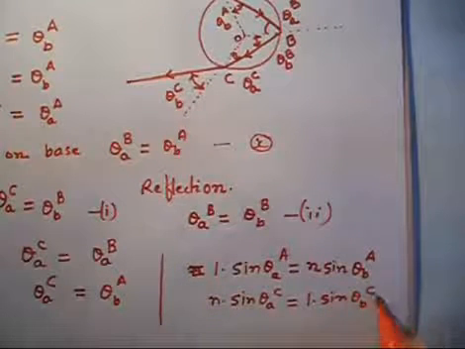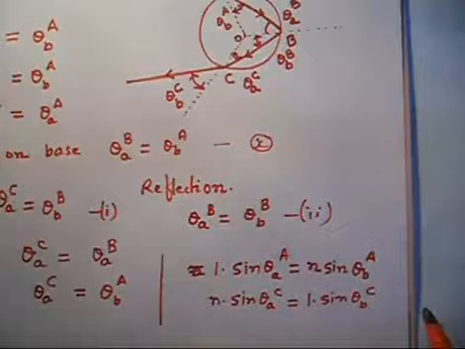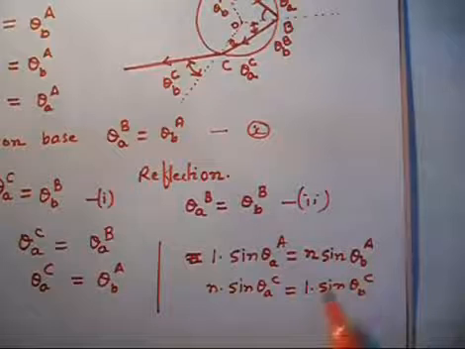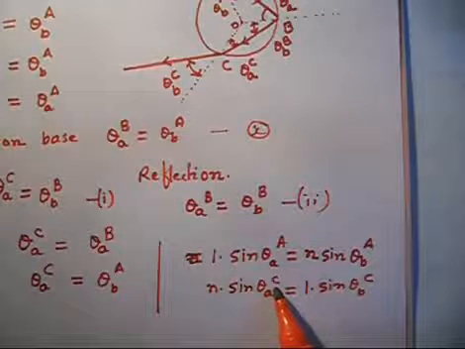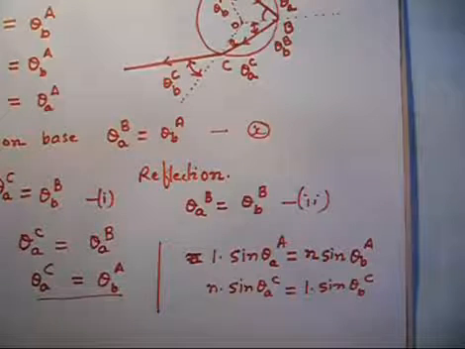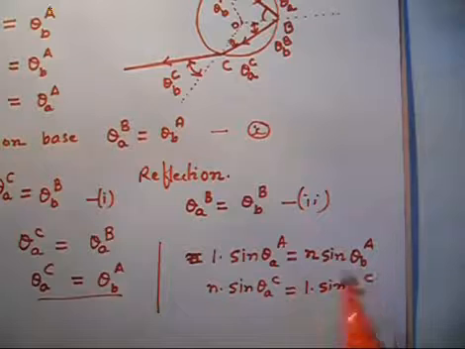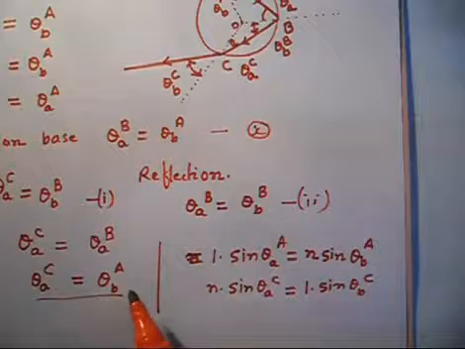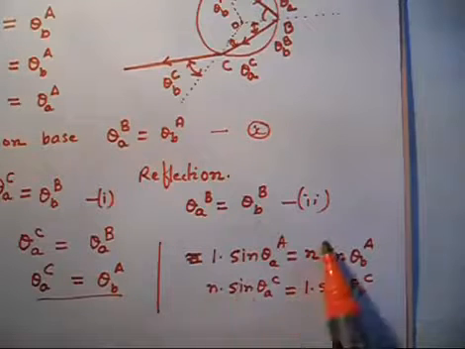Now you see, we have already proved theta B at A is equal to theta A at C. So theta B at A is the same as theta A at C. So these two things are equal. From here I can say theta A at C is theta B at A.